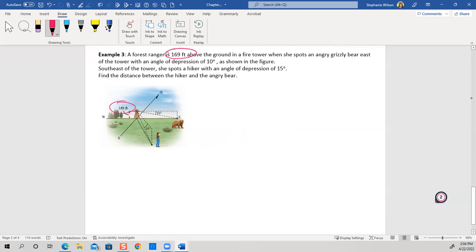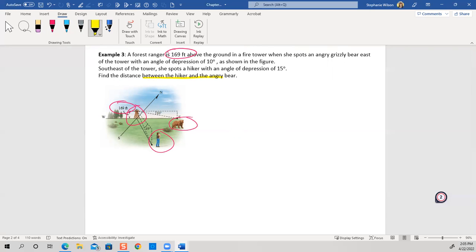So in the diagram, you can see that the forest ranger is 169 feet above the ground in this tower right here. And she spots an angry grizzly bear east of the tower with an angle of depression of 10 degrees. So here's our angry bear. And then as in the figure, southeast of that tower, she spots a hiker at an angle of 15 degrees. So we're wanting to find the distance between the hiker and the angry bear. So we're going to have to do a little bit of work in order to figure that one out.